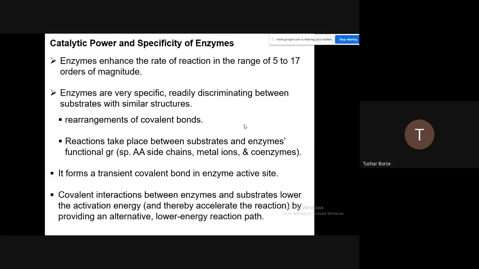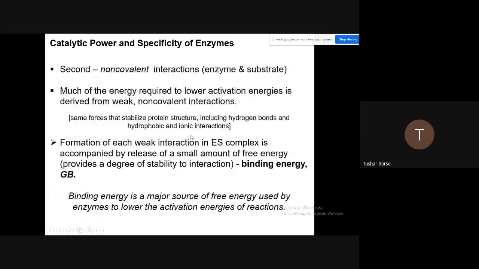This possibility of forming the covalent bond, or the rearrangement of the covalent bond between the enzyme active site and the substrate, helps in lowering the energy of activation. So that is one possibility, that there is a rearrangement of the covalent bonds. The second thing here is the non-covalent interactions. The enzyme has identified the substrate.